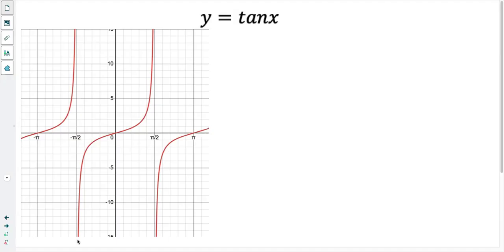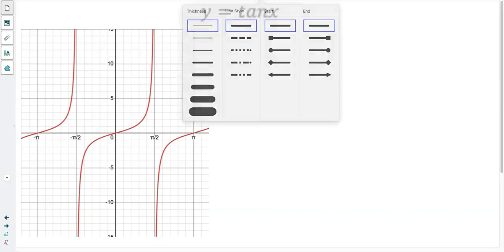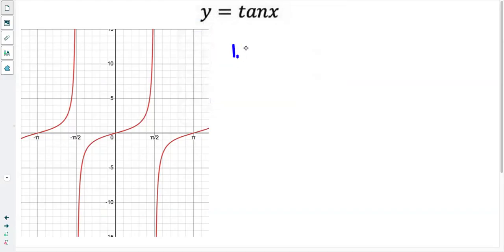If you recall from pre-calculus 12, you have vertical asymptotes at negative pi over 2, and then they repeat essentially every pi. Now, if we look at our limit as x approaches pi over 2, if we're approaching it from the negative side, we're going towards positive infinity.